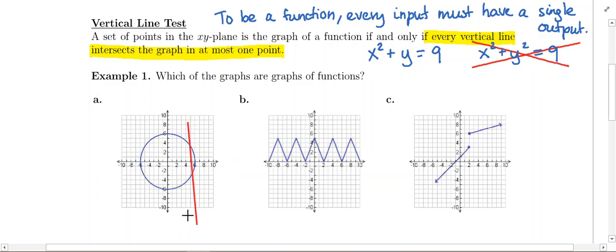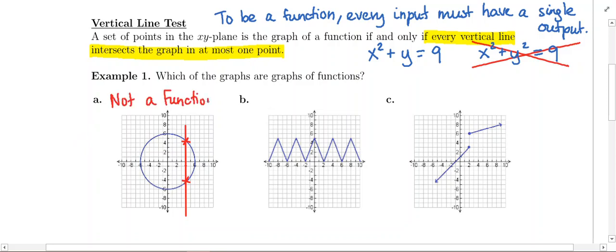So I'm going to go ahead and draw in a vertical line. Let's try to make this as accurate as I can. Let's try that again. Okay, so here's my vertical line. When I draw this vertical line, it is going to intersect my circle in more than one point. So what we would conclude here is that this circle is not a function.